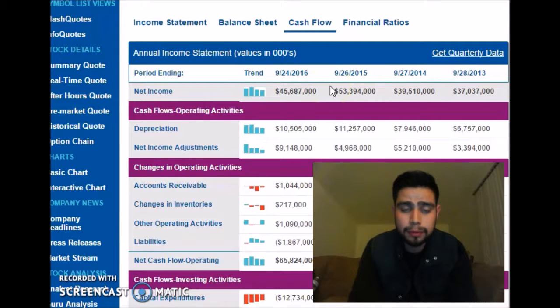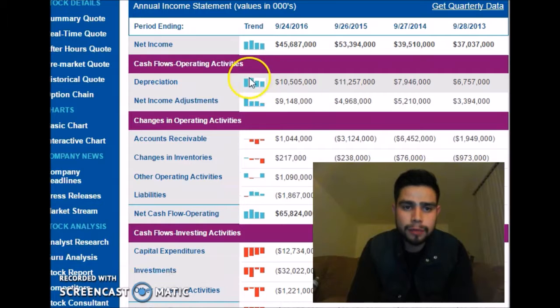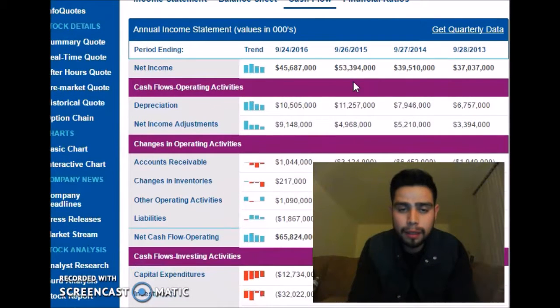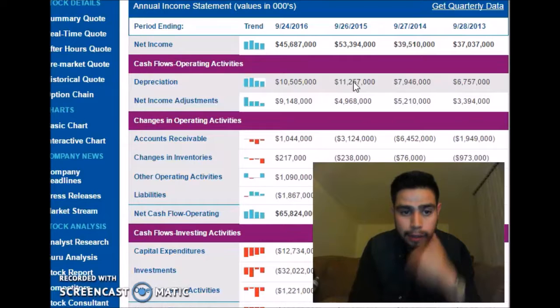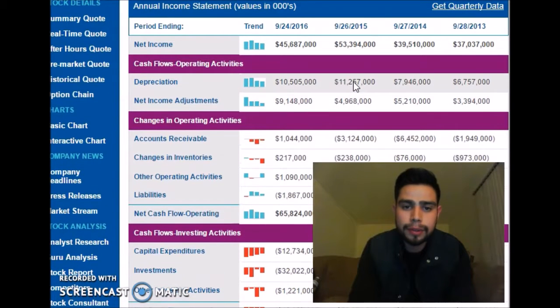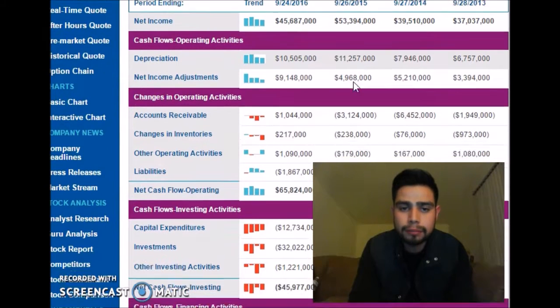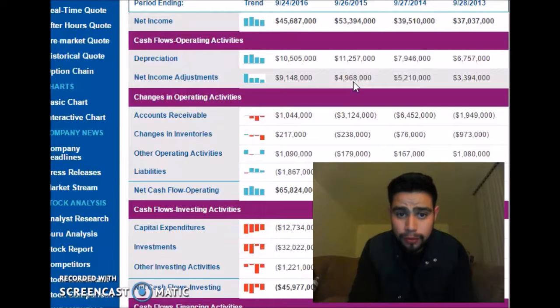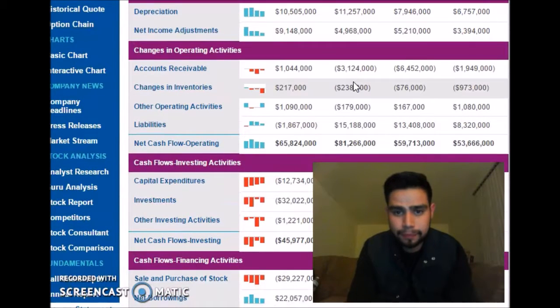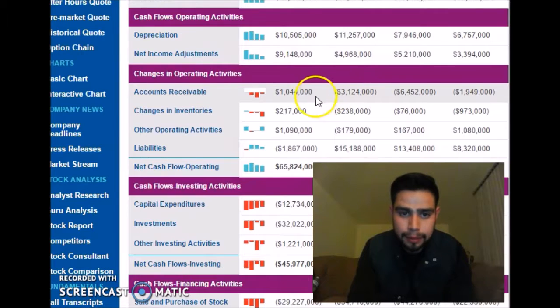It's lower in 2016, and in the cash flow operating activities, the depreciation of Apple is lower in 2016 than the last year, and the net income adjustment is the same. It's higher in 2016. The change in operating activities, account receivable, that is a part where we have to be low.